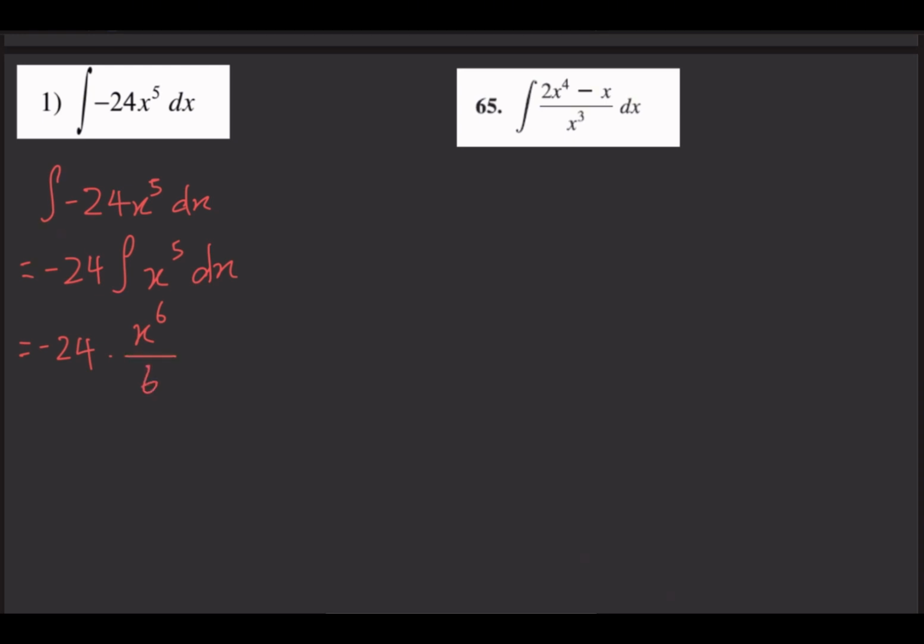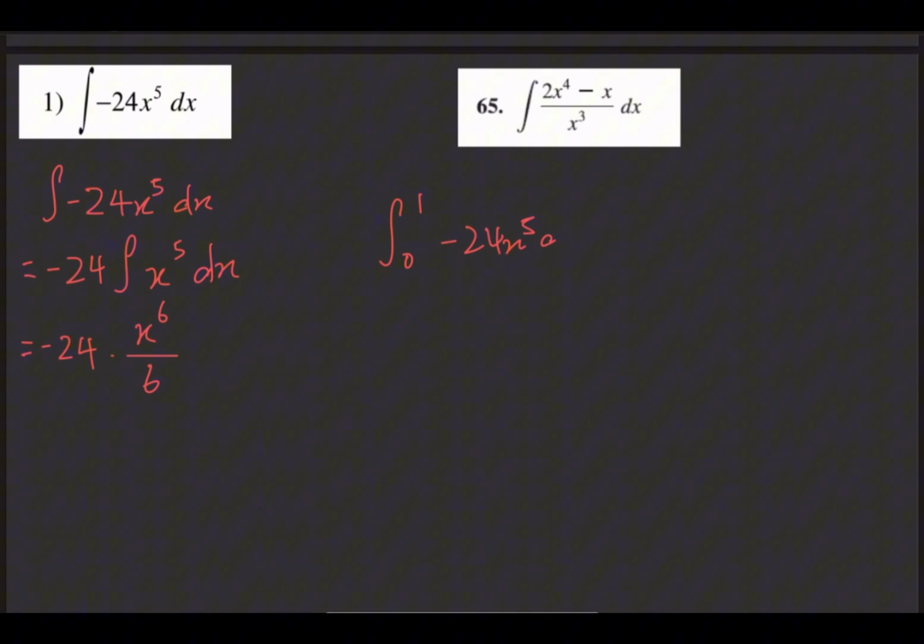And always remember, for indefinite integrals where we don't have an upper and lower limit, in this sense, maybe you've seen the integral from 0 to 1 of negative 24x to the 5 dx, that is the definite integral.